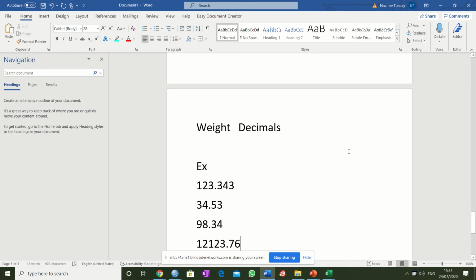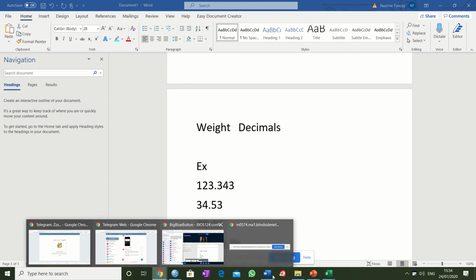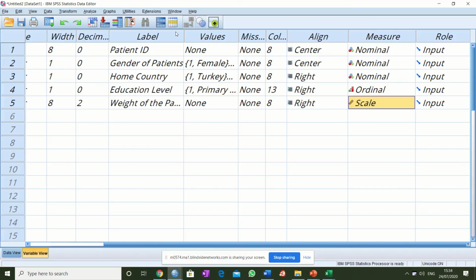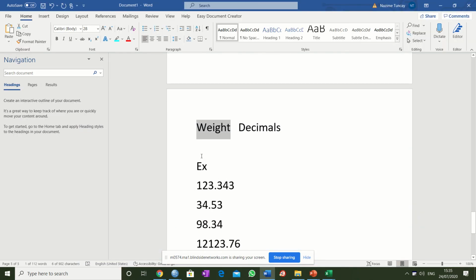Now, weight is the weight or width. Sorry, width. It must be width here. Let me check. It's width. I was talking about weight, but it's width here. Width and decimals. Yes, width and decimals. So width is the total number here. We don't count the dot.